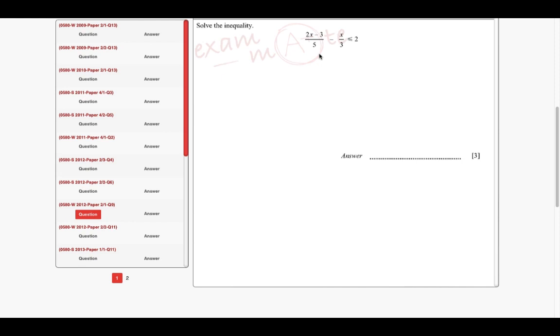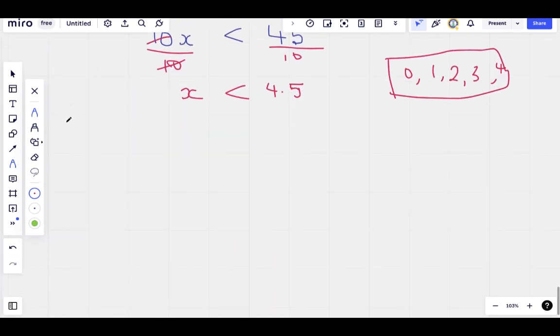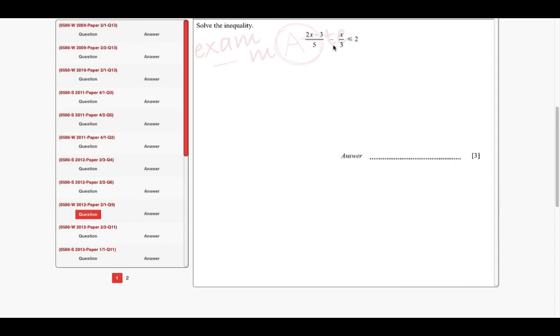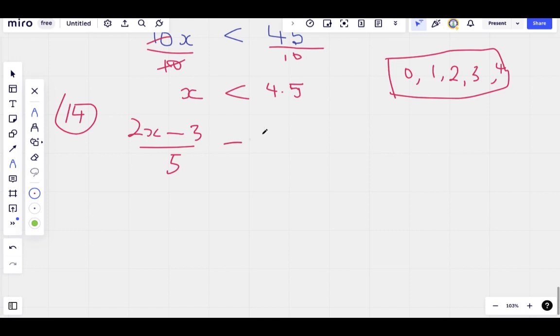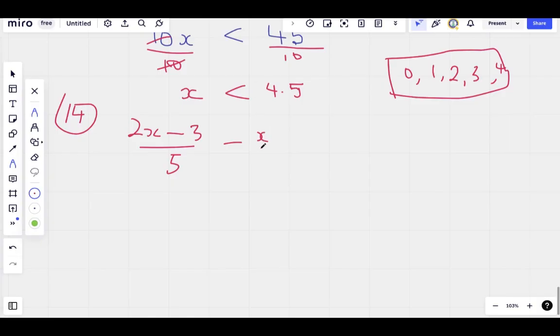Question number 14. 2x minus 3 over 5, minus x over 3, is less than or equal to 2.